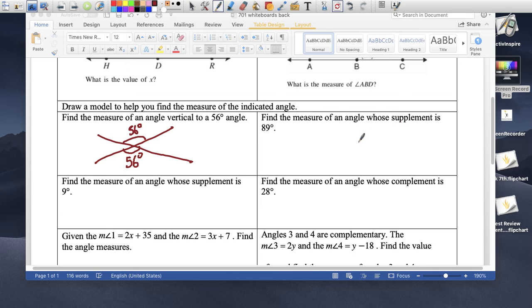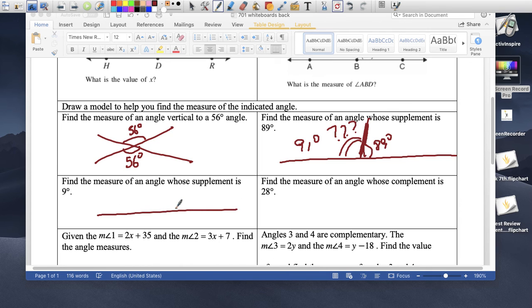Right, the measure of an angle whose supplement is 89. So here we have supplement, right? So one of the angles is 89. So 89 is very close, it's not a straight line. It's a little bit like this. If this is 89, how much is this side? Right, because 180 minus 89 is going to give us 91. This is 91 degrees. So they want a picture.